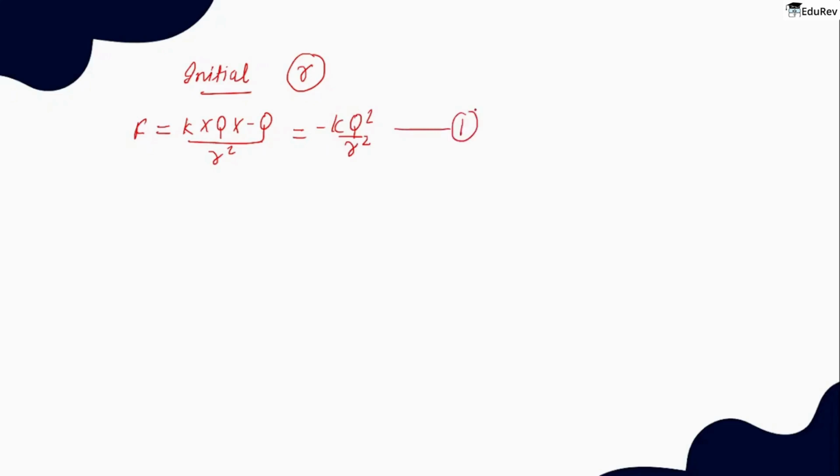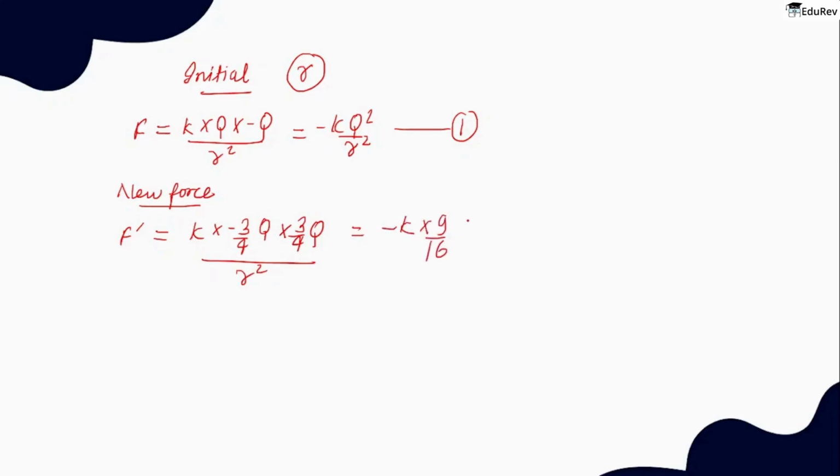Now we have to write the equation for the new force after the 25% of charge A is transferred to B. Let us say the new force is F dash. Therefore, F dash is equal to K into minus 3 by 4 Q into 3 by 4 Q divided by R squared. On solving we get F dash equal to minus K into 9 by 16 into Q squared divided by R squared. Let us call it equation 2.